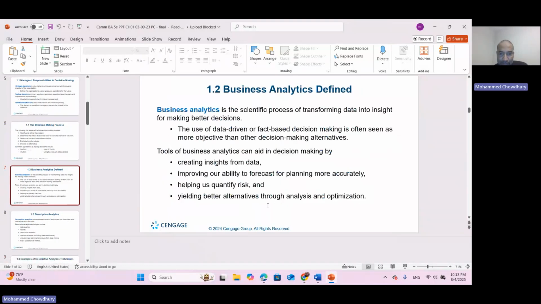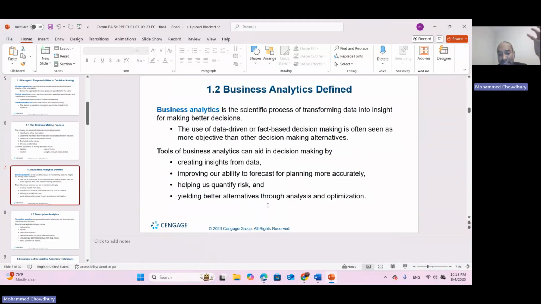What is business analytics? Business analytics is the scientific process of transforming data into insight for making better decisions. Better decisions for the company, for the small farm, for the small business. The use of data-driven or fact-based decision-making is often seen as more objective than other decision-making alternatives. Tools for business analytics can aid in decision-making by creating insight from data.